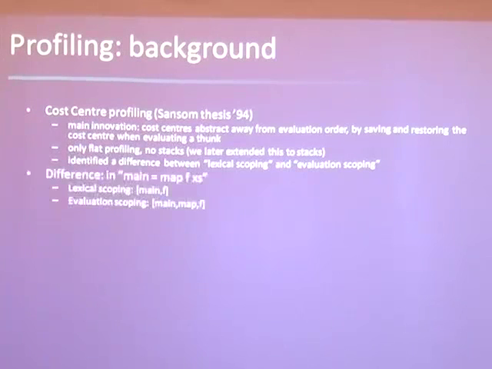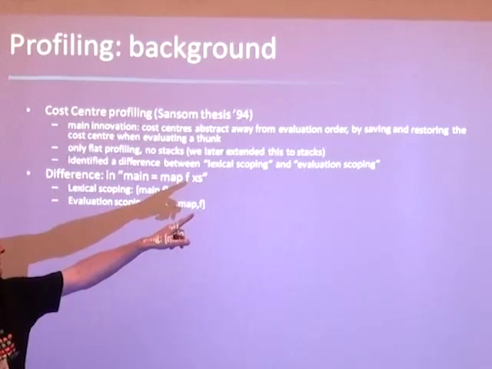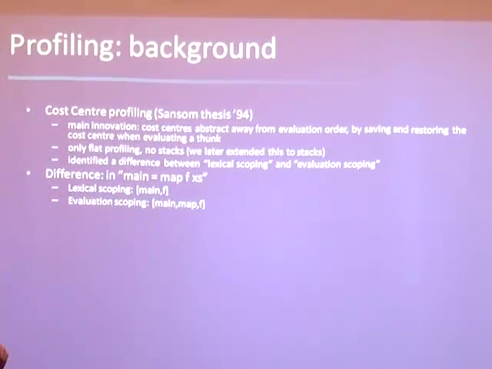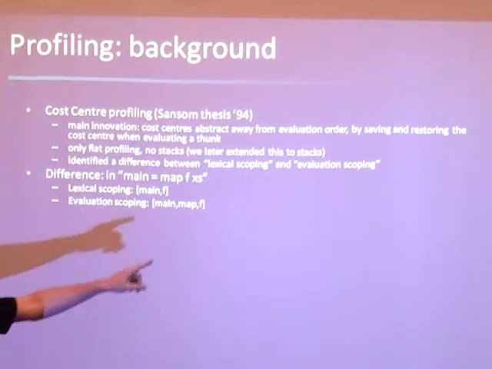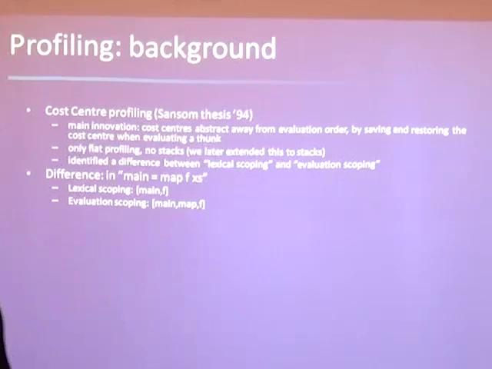There are two kinds of scoping: lexical scoping and evaluation scoping. To give you an idea of what the difference is, imagine a simple program, main equals map f xs. Under lexical scoping, the kind of stack you might see is that main called f, and that's because the call site of f is lexically inside the body of main. Whereas under evaluation scoping, which is the dynamic call stack, the stack you might see is main called map, and map called f.